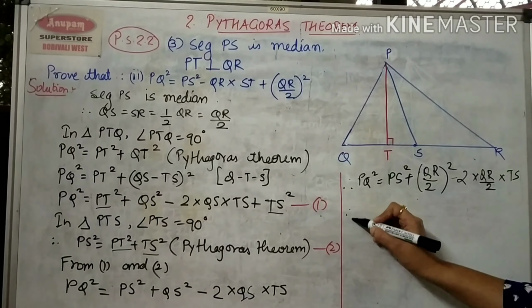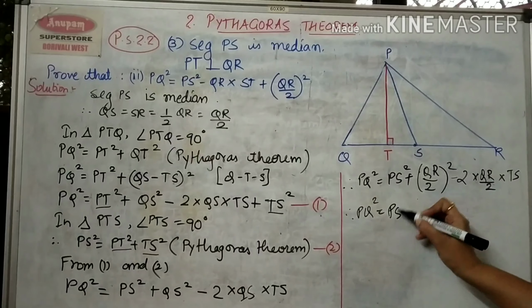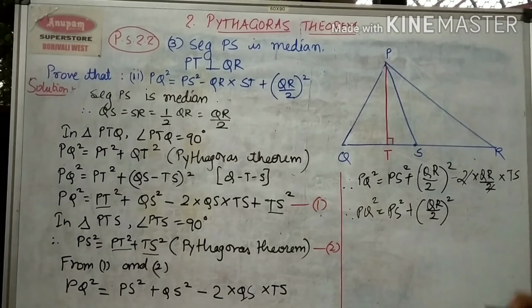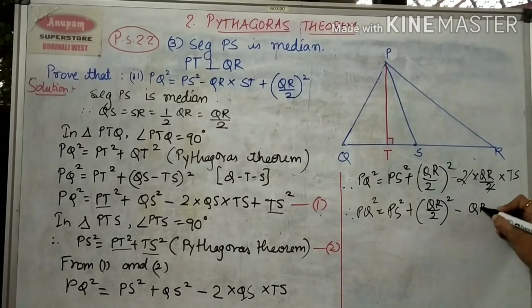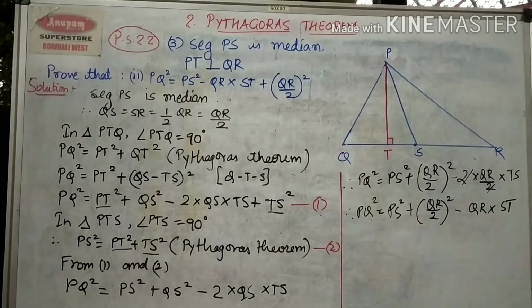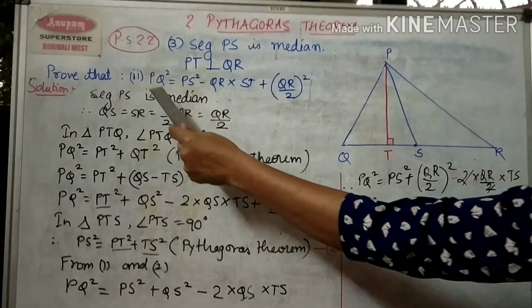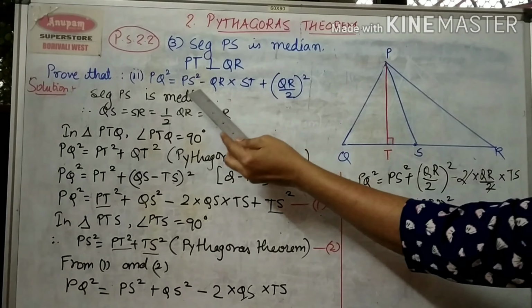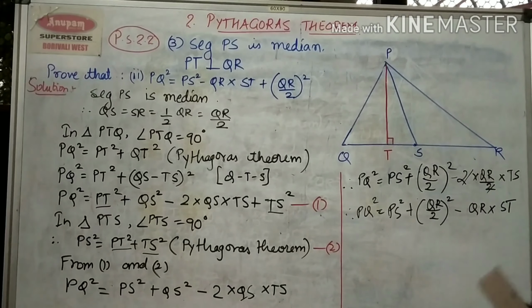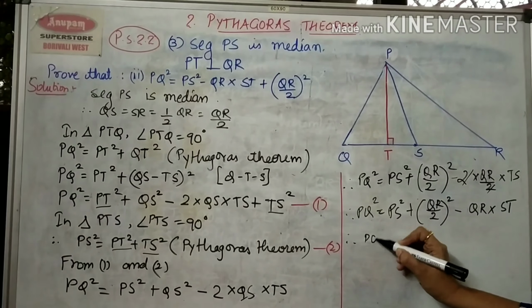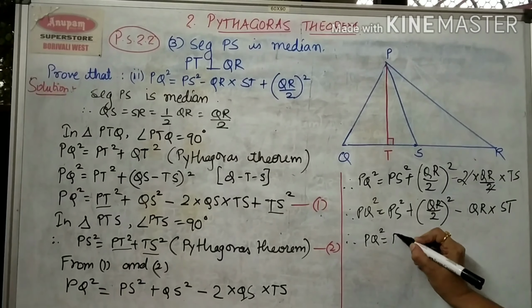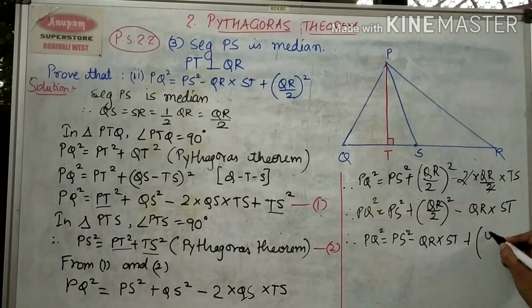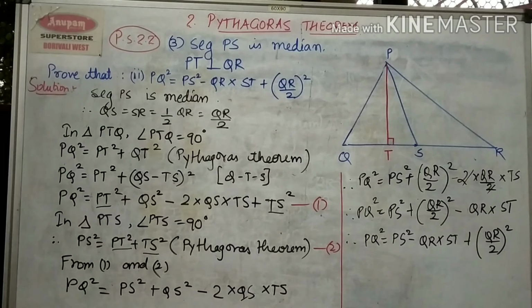So let us write it down properly. PQ square is equal to PS square plus QR upon 2 the whole square. This 2 and this 2 cancel and we are left with QR into ST. This is what our question is. If you check here, PQ square, which we have got, is PS square plus QR upon 2 the whole square minus QR into ST. So we rearrange it and write it properly. PQ square is equal to PS square minus QR into ST plus QR upon 2 the whole square.